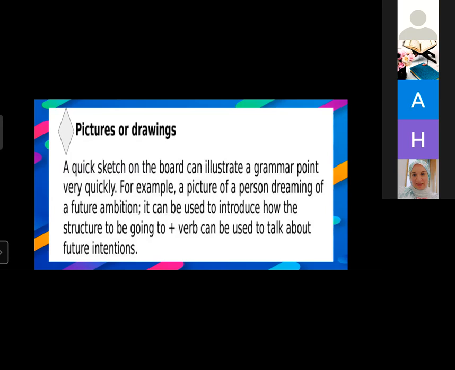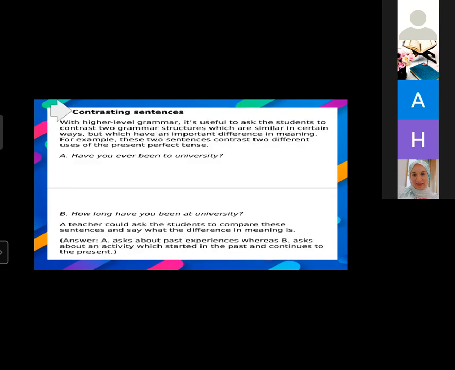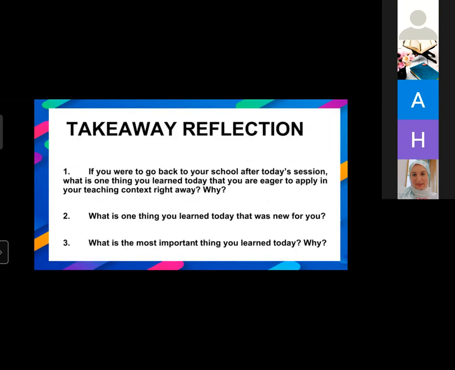Pictures or drawings, we have talked about it. Contrasting sentences: for example, you can write 2 sentences in different tenses and ask your learners to form other examples as in the example on the board. So contrasting sentences can work well.